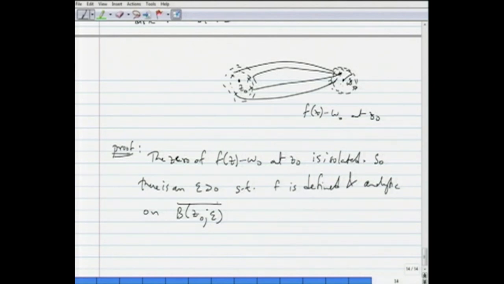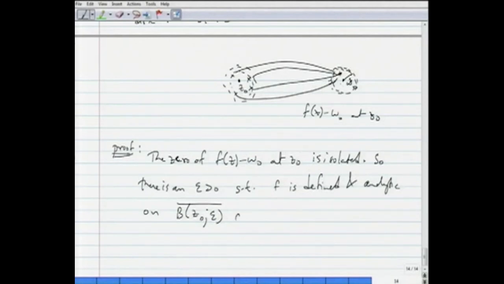By contracting the neighborhood of the isolated zero enough, I can assume that there is a closed disk on which f is defined and analytic, and z naught is the only zero of f of z minus w naught in the closed ball B(z naught, epsilon) bar.